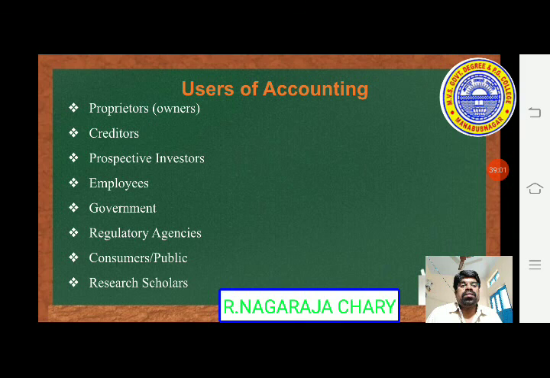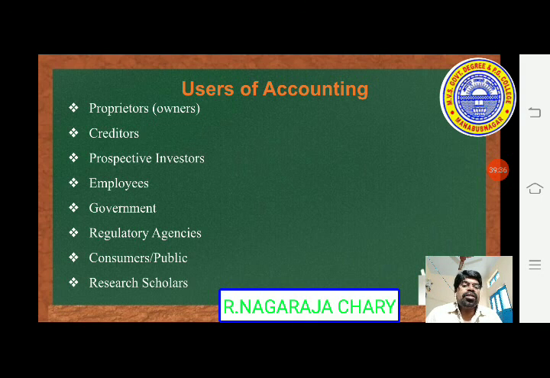Who are the ultimate users of accounting? Proprietors, in the sense the investors, the persons who are providing capital to the firm, known as proprietors or owners. They absolutely require accounting information, because they have invested for the purpose of profit.